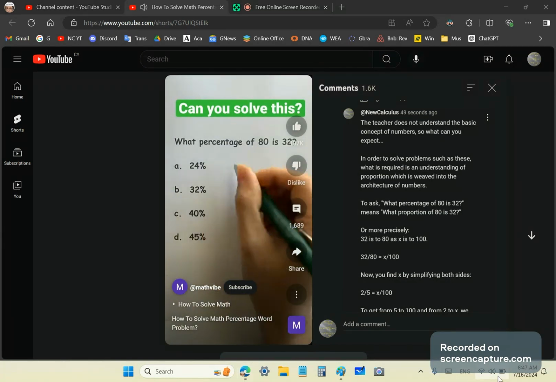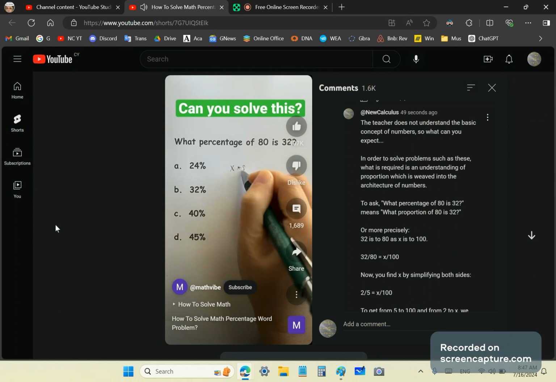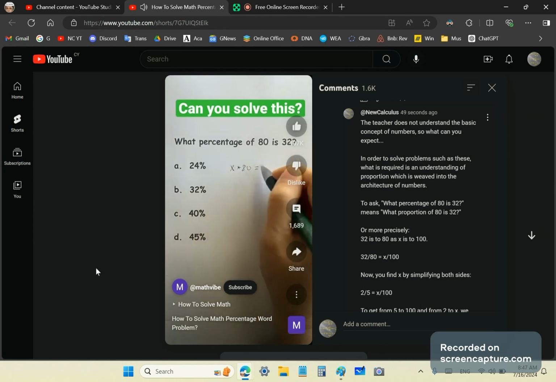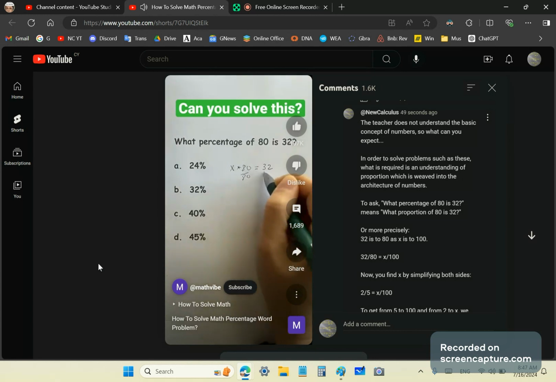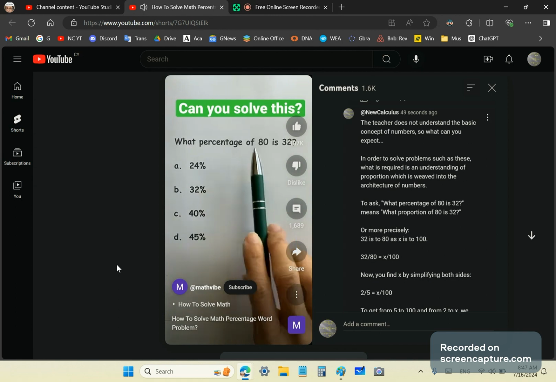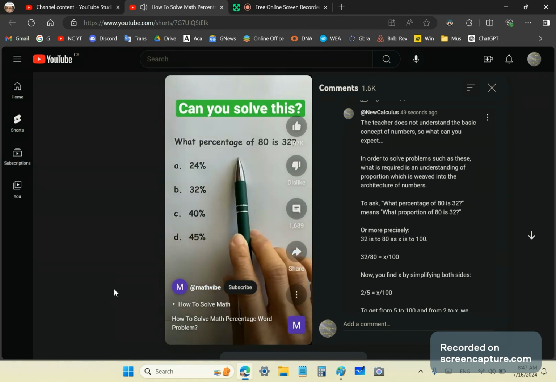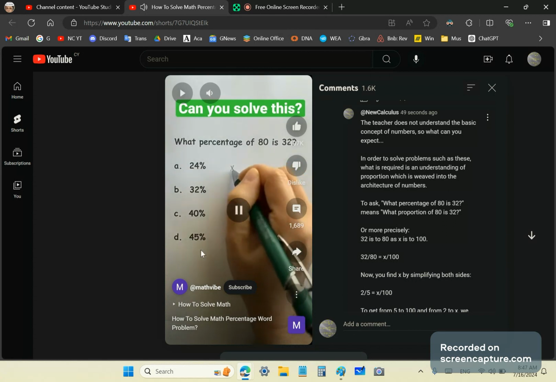When you have a word problem, read the words carefully and translate them into an equation. What percentage, that's an unknown, equals x of 80. Of means multiply. x times 80 is equal to 32. This becomes a simple algebra problem. X is equal to 4 over 10, so you go to 0.4, so you go to 40%.